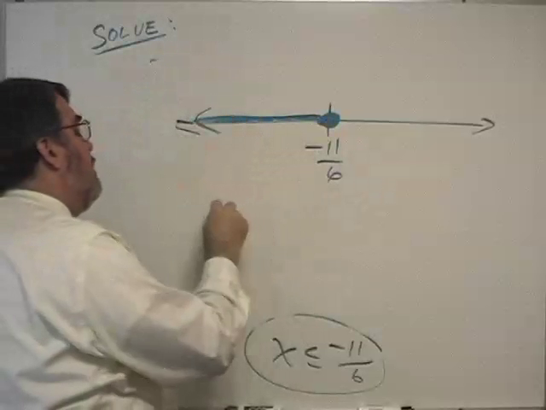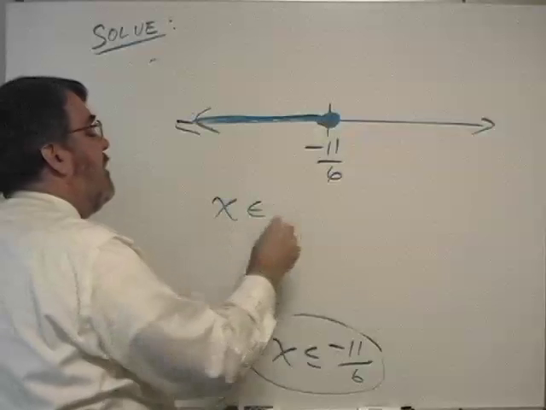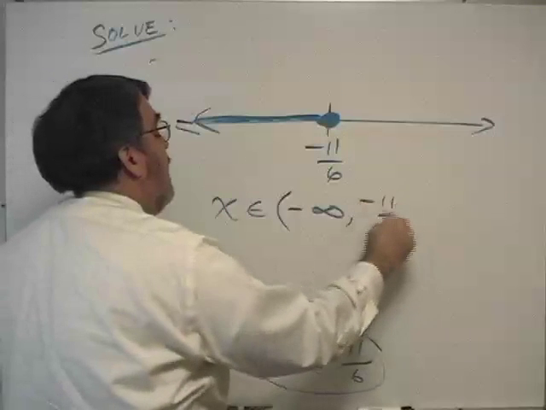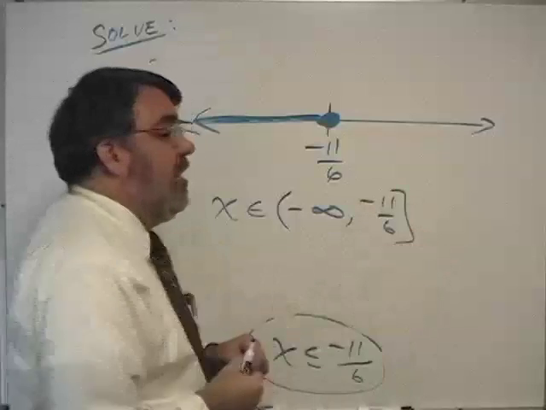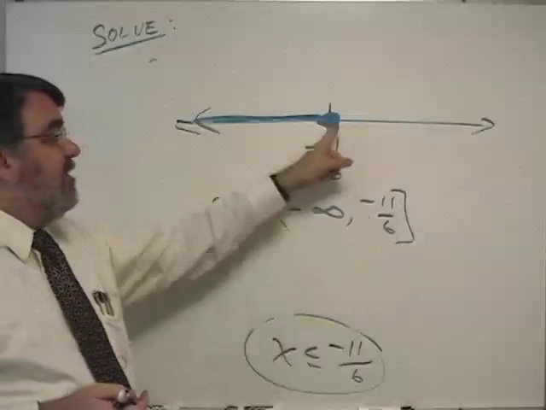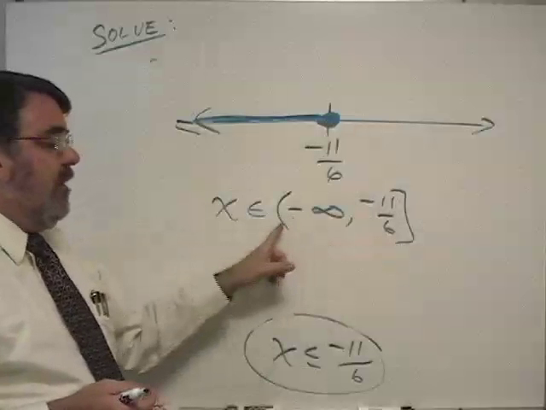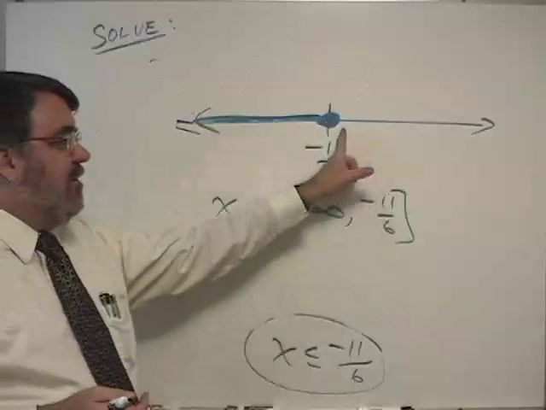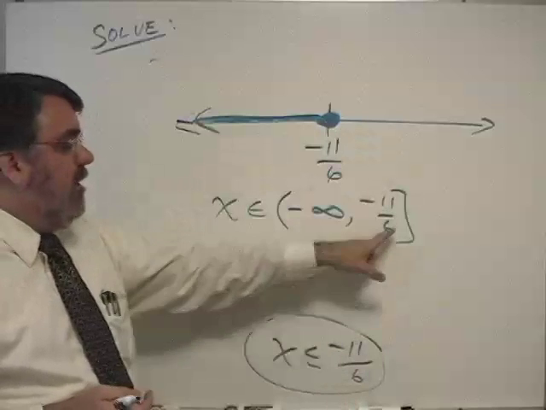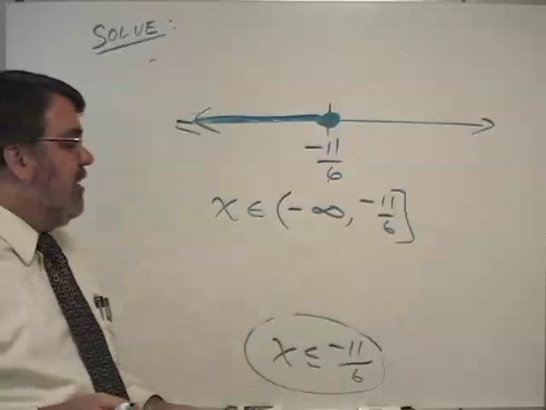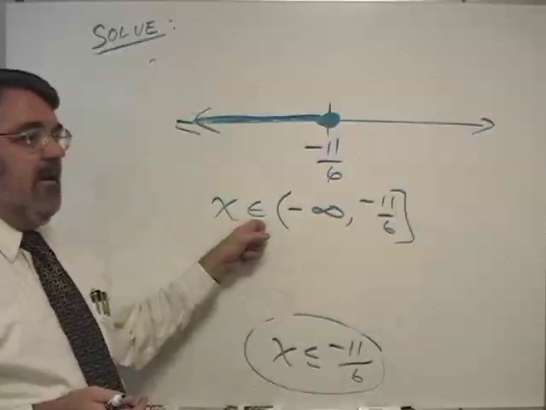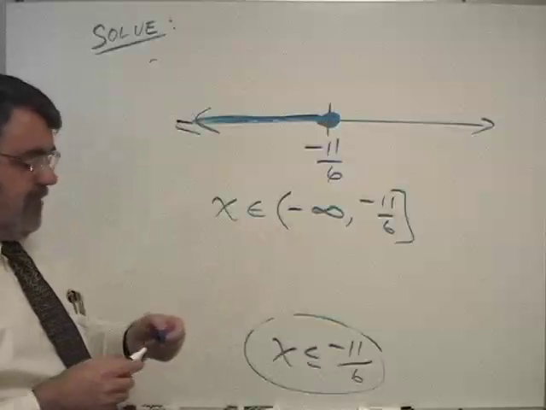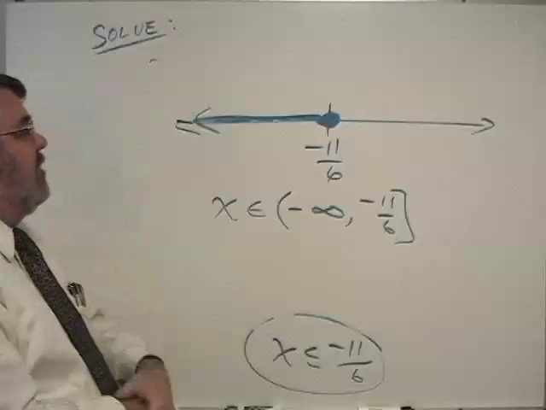In interval notation, x belongs to the interval going from negative infinity to negative 11/6. And I have to put a closed bracket because it's equal to. Again, always a parenthesis on negative infinity. In this case, because it's equal to, also put a bracket on the other number. Don't write E, write the element symbol, and don't forget your variable. So there's the interval notation form of this inequality.